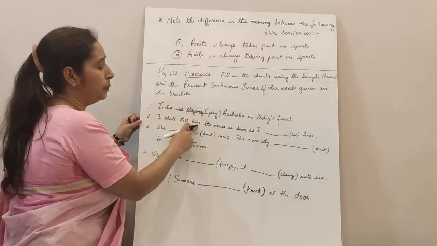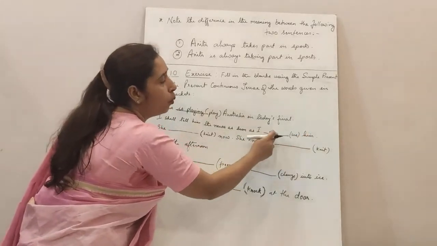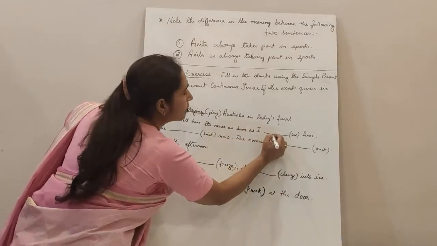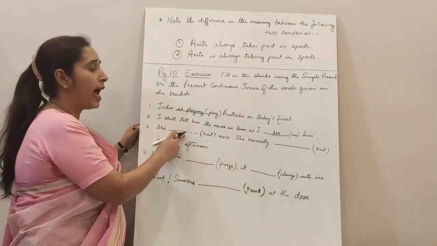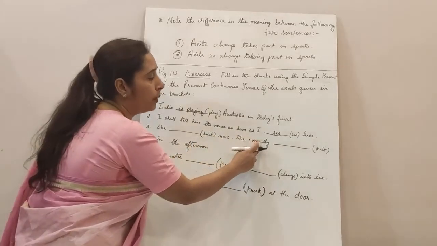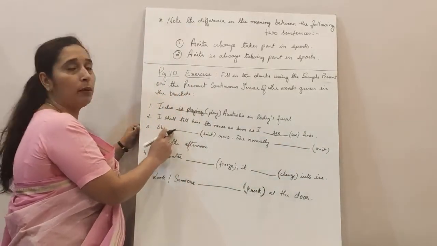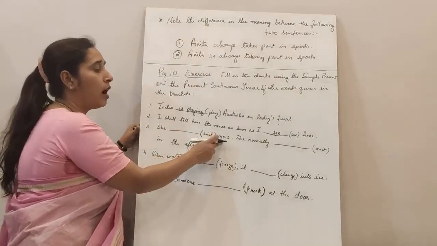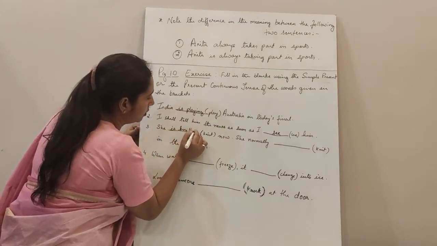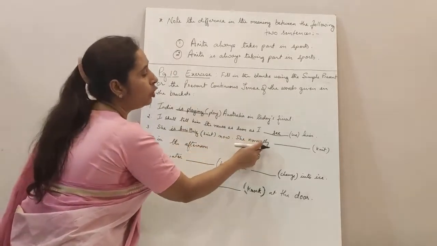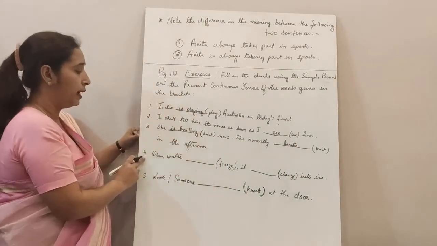I shall tell him the news as soon as I, see is written in the bracket, him. What will you fill in the blank? See. Third one. She dash knit now. She normally dash, knit is written in the bracket, in the afternoon. So what will you fill in the blank? She is knitting now. She normally knits in the afternoon.